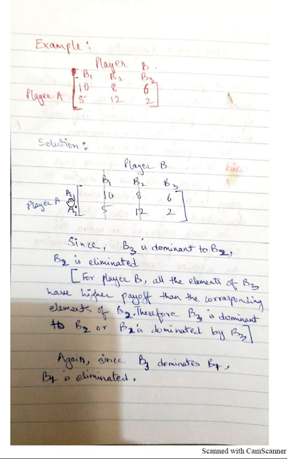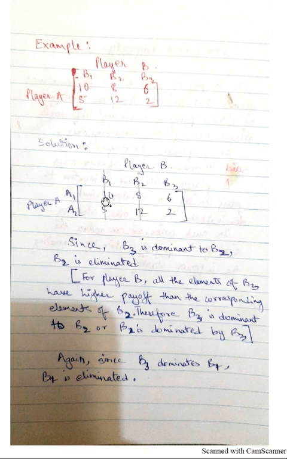Now for strategy A1, the payoffs are 10, 8 and 6. And for strategy A2, the payoffs are 5, 12 and 2. As we have already discussed, the higher the value here, the higher will be the payoff for player A. So let us now compare between A1 and A2 for each column.